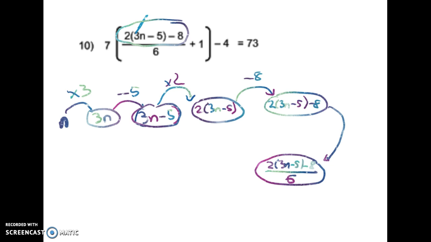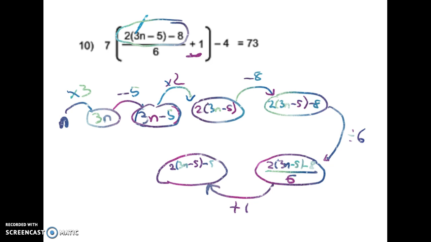Right, there we are. Divided by 6. I'm going to take that and I'm going to add 1 to it. What did I do here? Divided by 6, I'm going to add 1. I'm running out of space. 2 times 3n minus 5, minus 8, divided by 6, plus 1.